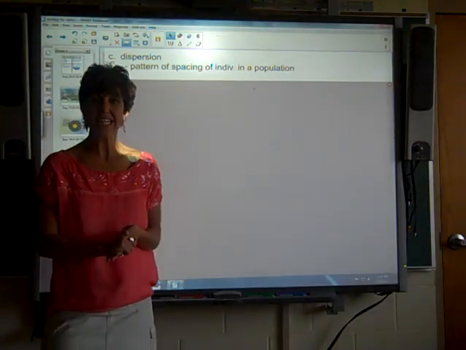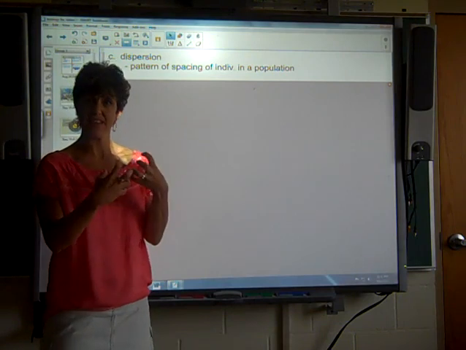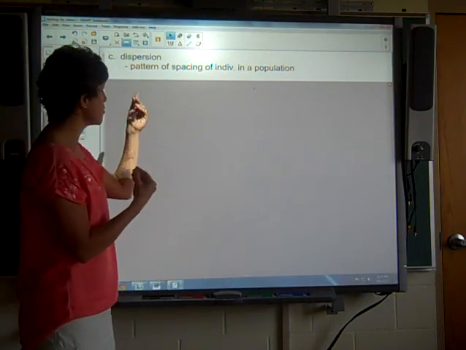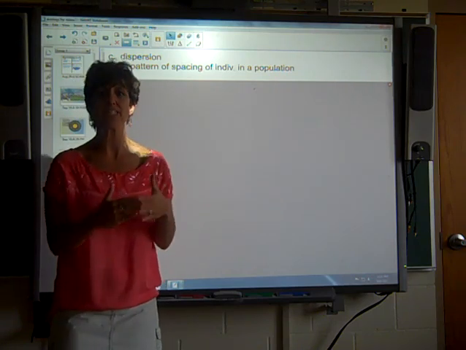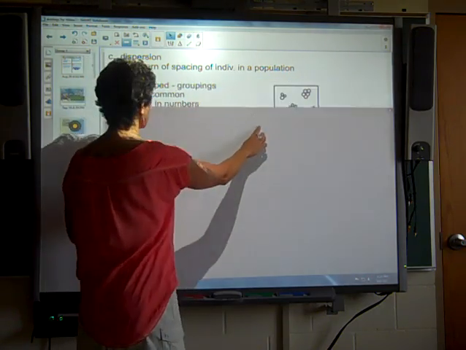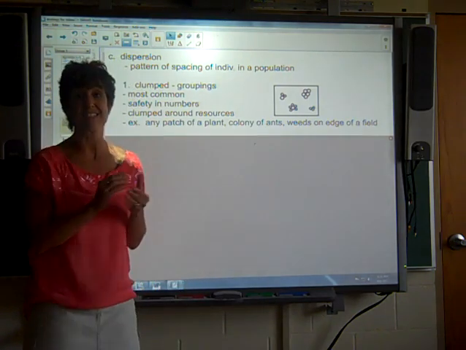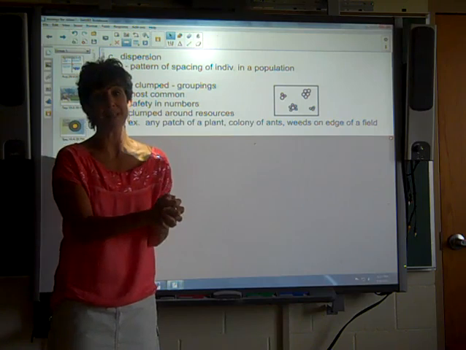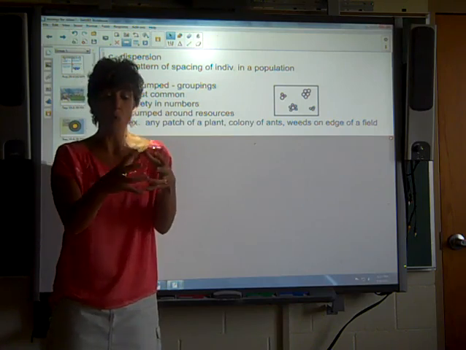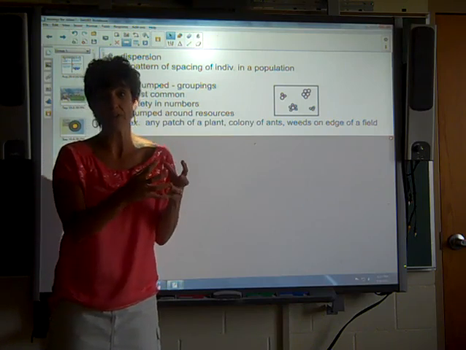All right, our next population thing that we're going to look at is dispersion. Dispersion means how are the organisms in that population spaced out. The first and most common of all is clumped. To find things grouped together is extremely common. And if you think about it for a second, why are they clumped? It's usually around a resource.